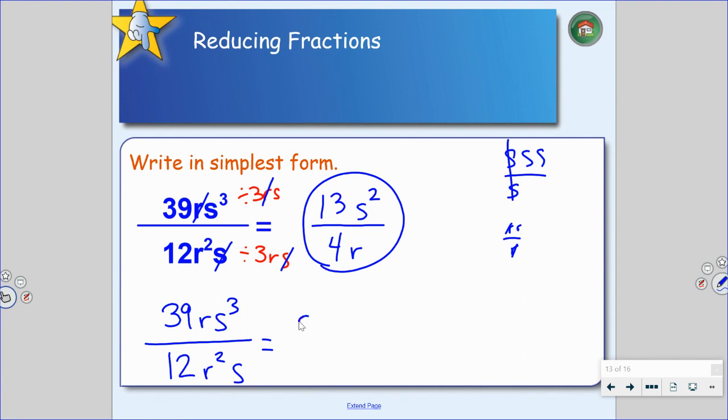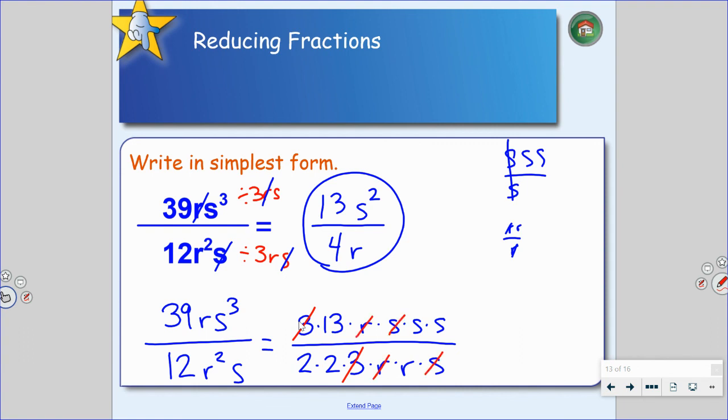Now, if I were to break this down, 39 is 3 times 13 times a single R times S to the third power. 12 is 2 times 6. 6 is 2 times 3. There's the prime factorization there. R times S. And then we start canceling out. 3 divided by 3 is 1. R divided by R is 1. S divided by S is 1. Leaving us with, in the numerator, 13S squared. 2 times 2 is 4 times R, and again you can check, nothing else will reduce into both.